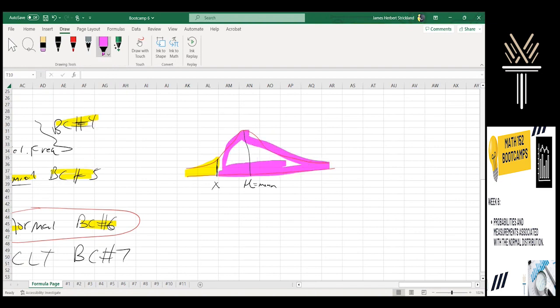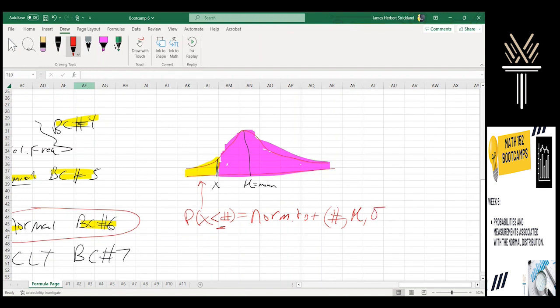And the really cool thing with Excel is Excel does all the hard work for you if you know the command. And so if you ever want the probability less than X, where X is less than some number, the cool thing is that it's just going to be norm.dist of that number, whatever that number is, given our known mean and our deviation, and always, always true. For this class, it will always be true for norm.dist.